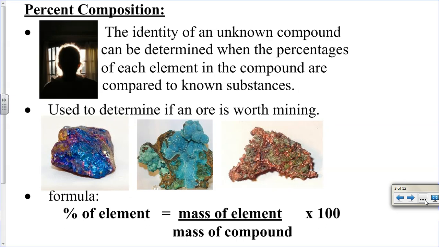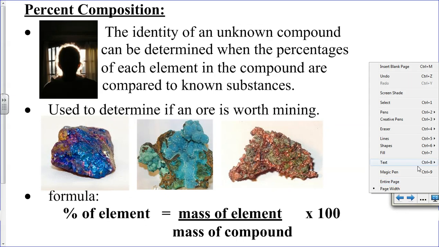Percent composition is used to identify an unknown compound if you know the percentages of the elements present in that compound, and you can compare them to known substances to figure out what the compound actually is. Percent compositions are also very useful to determine if an ore is worth mining. These are three examples of copper ores. They all contain a different amount of copper, and you can determine which of the three is going to yield the most copper should you mine them.